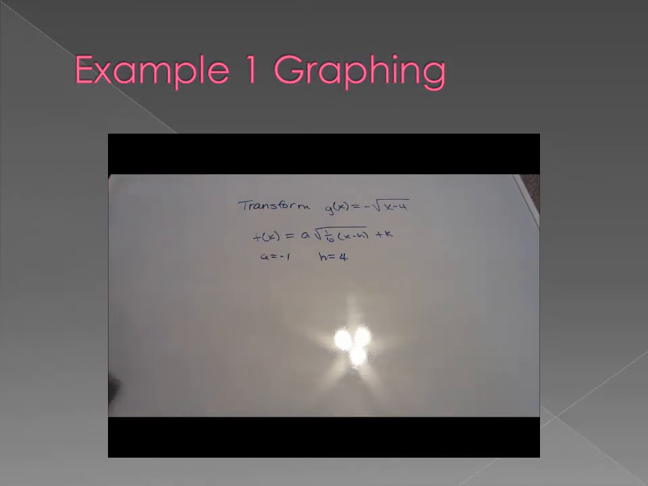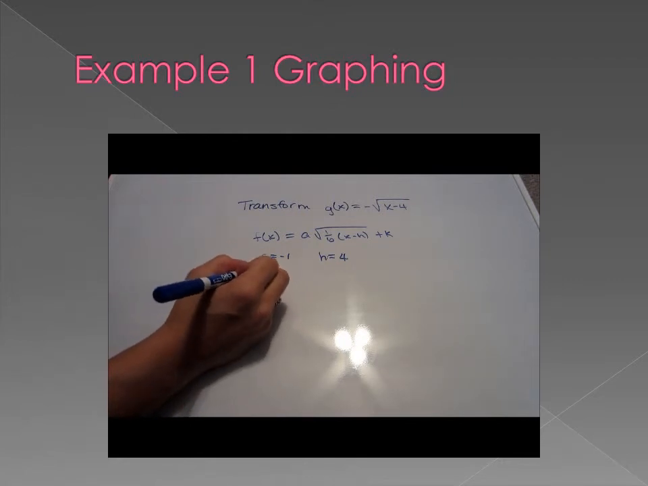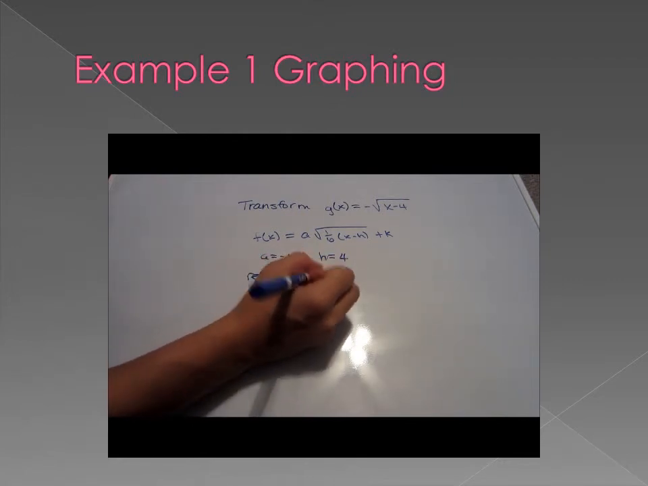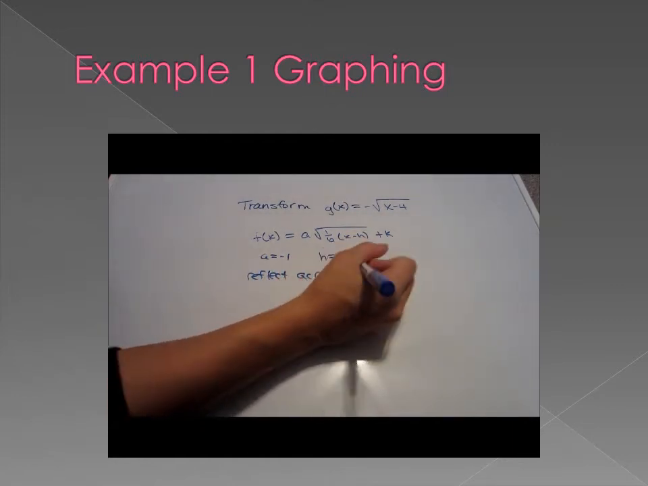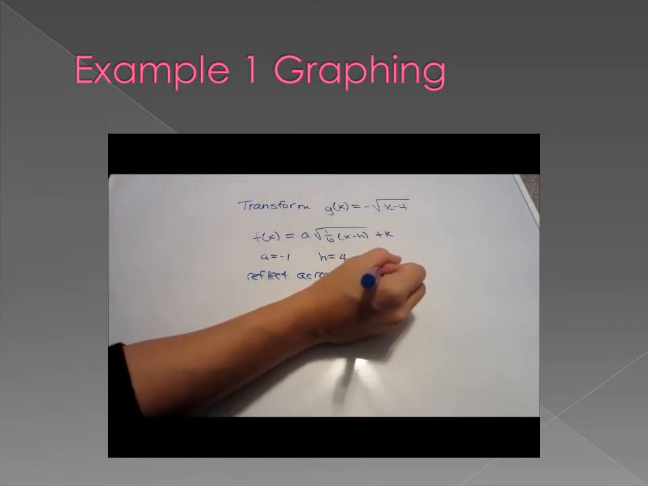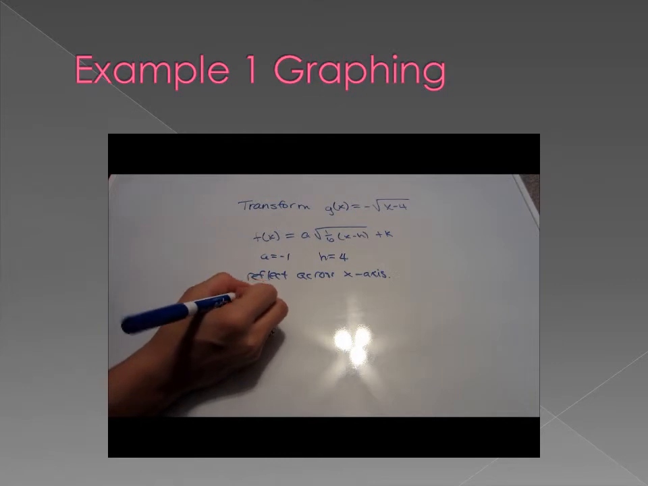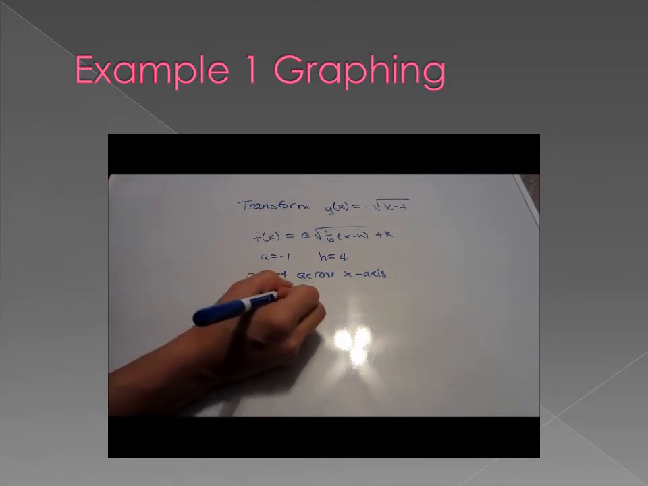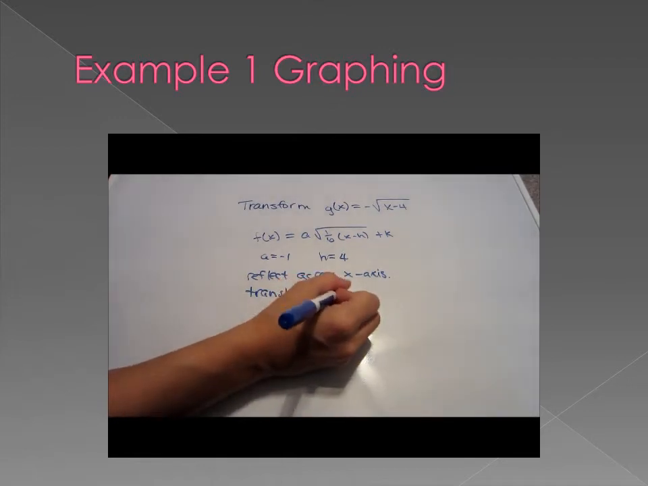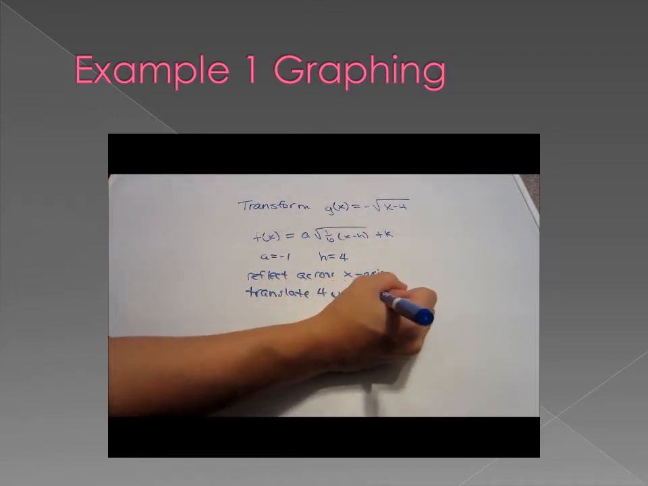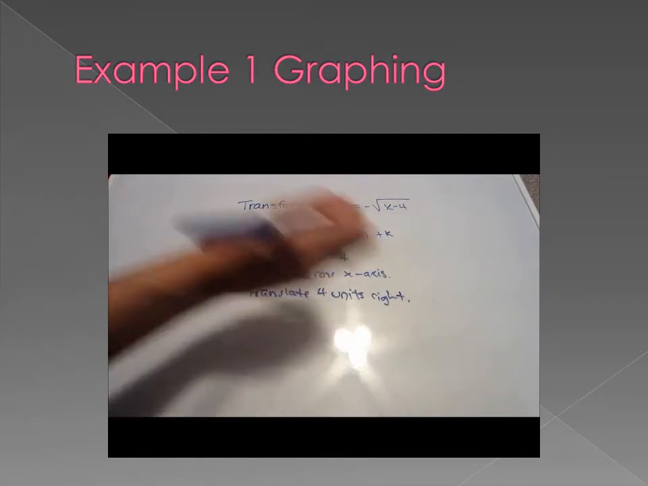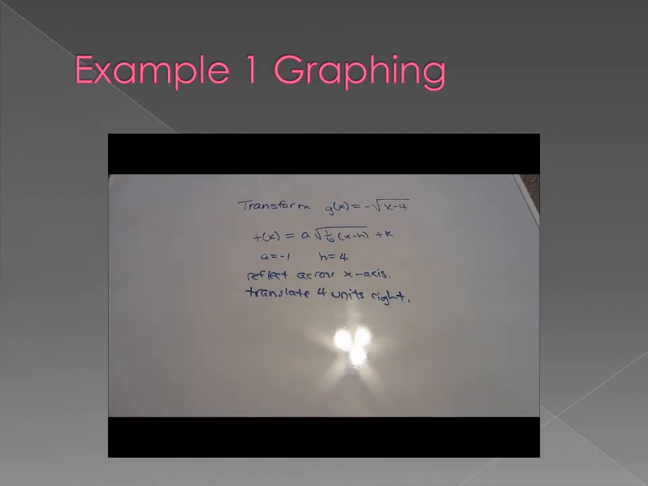Now we need to figure out what it means to have a negative a. Well, negative a means we reflect across the x-axis. And then if h is +4, that means we translate 4 units to the right. So when we graph this, we're going to want to reflect across the x-axis and translate it 4 units to the right. Go ahead and try to graph that and then check your answers using the next slide.